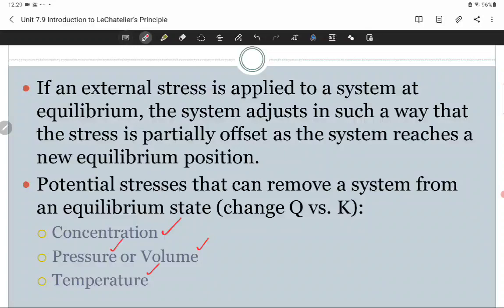if the delta H is known, then we can also talk about in terms of temperature. Okay, and so that'll be an external stress, and if it's applied to the system at equilibrium, the system will have to readjust itself to get back to a new equilibrium.